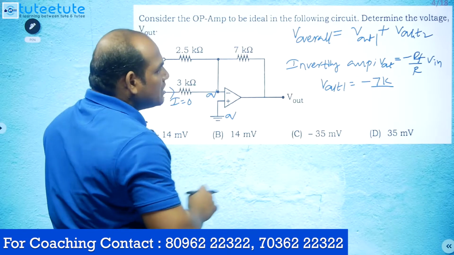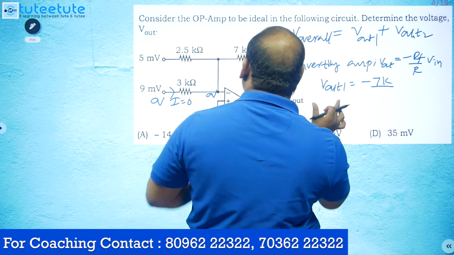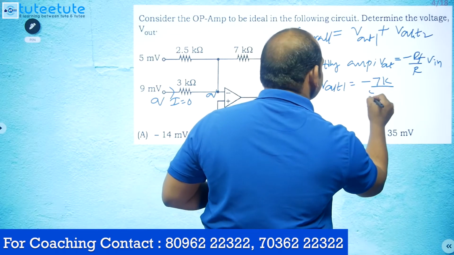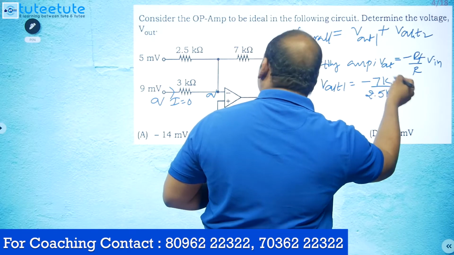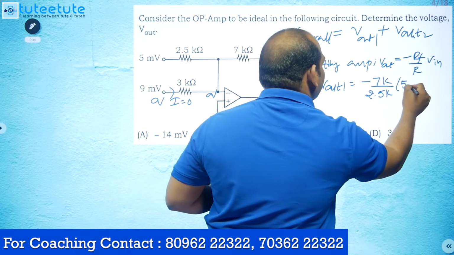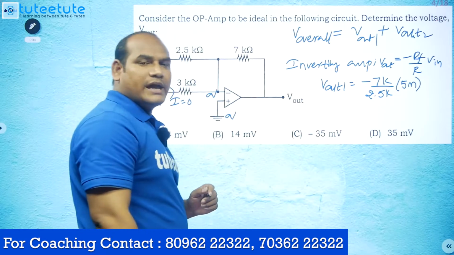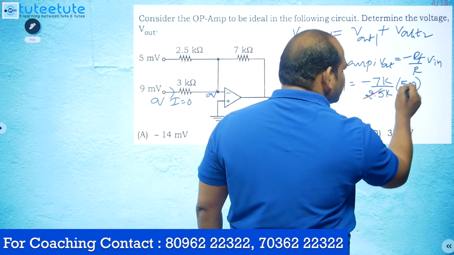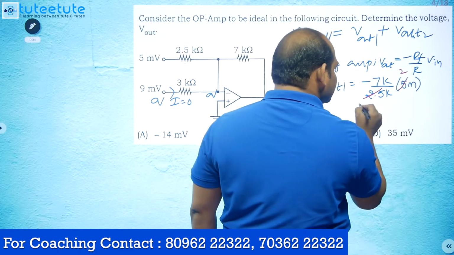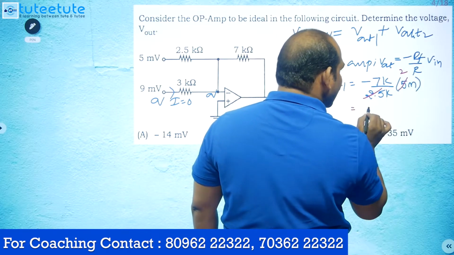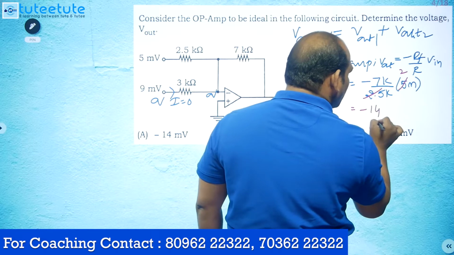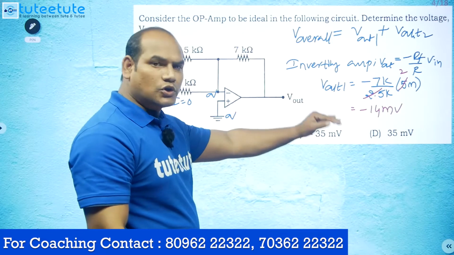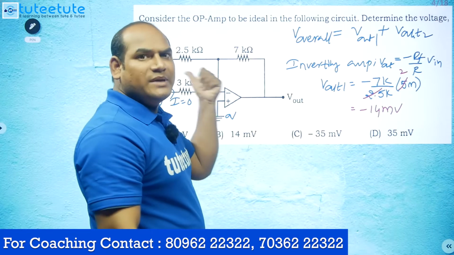So we can tell V out 1 is equal to minus the feedback resistance 7K by the resistance 2.5K, multiplied with the input 5 millivolts. 2.5 multiplied with 2 gives 5, the kilo will be cancelled, and we can write minus 14 millivolts. This is just the output voltage due to this 5 millivolts only.